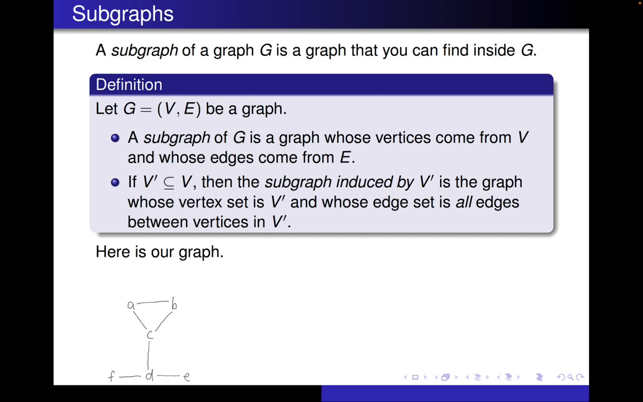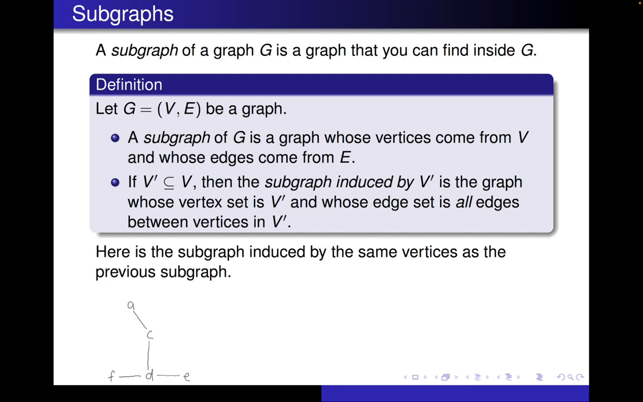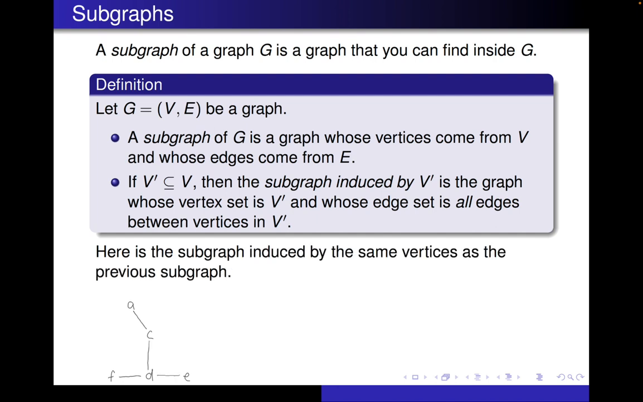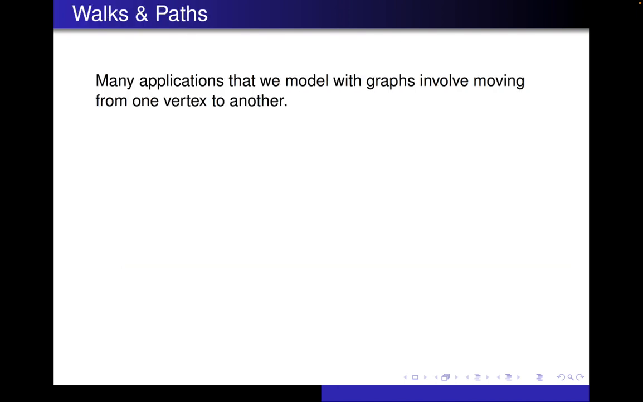So for instance, here's our original graph. Here's a perfectly good subgraph. Sure, we're missing 2 edges. We're missing the edge between C and D, and we're missing the edge between D and E. But that's totally okay for a subgraph. However, if we want the subgraph that is induced by the vertices A, C, D, E, and F, we have to include those 2 edges. But if we're just talking about a normal subgraph, we can include them or not include them. It doesn't matter.